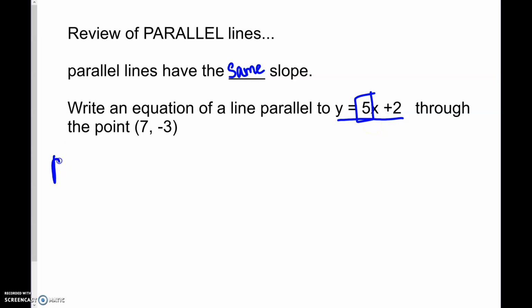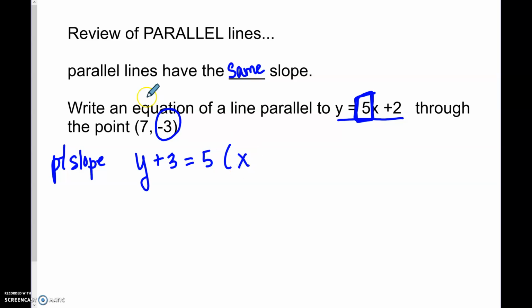So what we're going to start is putting something in point-slope form. So we're going to write y, and the y value here is a minus 3, so plus 3, equals our slope. Remember, slopes are the same, and this slope right here is 5. So I'm going to write 5. And then we have x, and our x value right here is a 7. So I write minus 7.